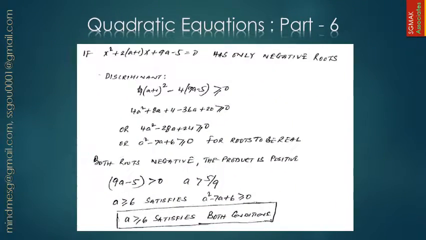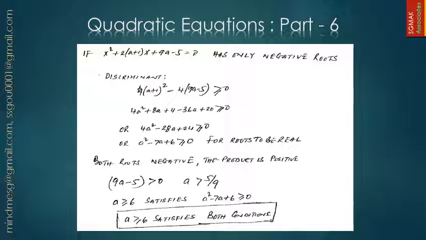Next equation: x squared plus 2 times (a plus 1) times x plus 9a minus 5 equals 0. It has only negative roots. So we have to find the range of values of a. For negative roots, we need to consider the discriminant.